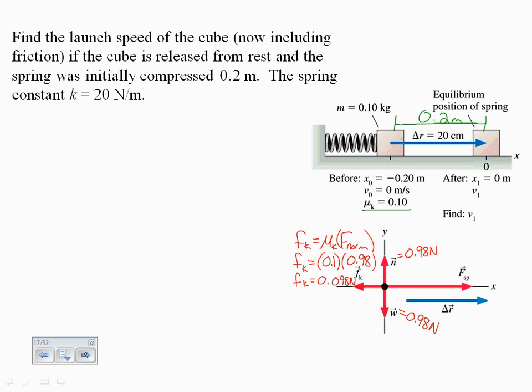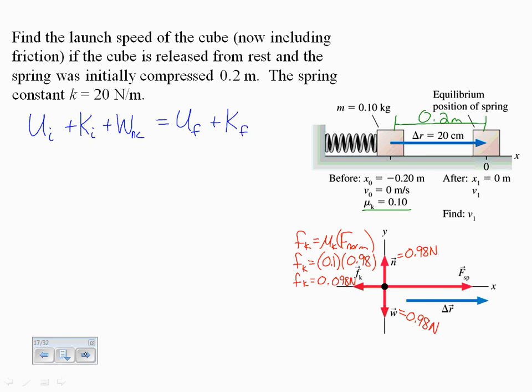That force of friction acts against the motion the entire 0.2 meters before the block leaves the spring. So again, we're going to use our more general conservation of energy equation. It's the conservation of energy equation that also includes the non-conservative work. So we look at the initial potential energy plus the initial kinetic energy plus the work done by the non-conservative force of friction. And we set that equal to the final potential energy plus the final kinetic energy.